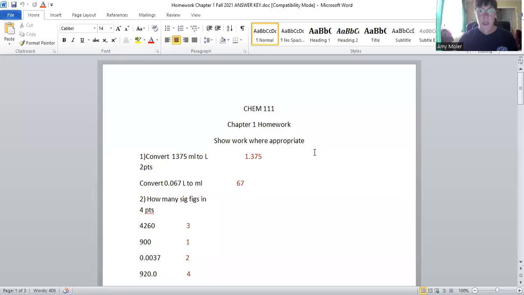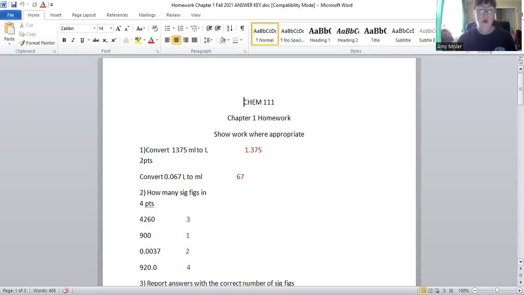All right, let me talk about the information here. We've got the first set was going back and forth between milliliters and liters. So the first one starts out in milliliters and you are converting to liters. Remember that this is a 3 decimal place move.